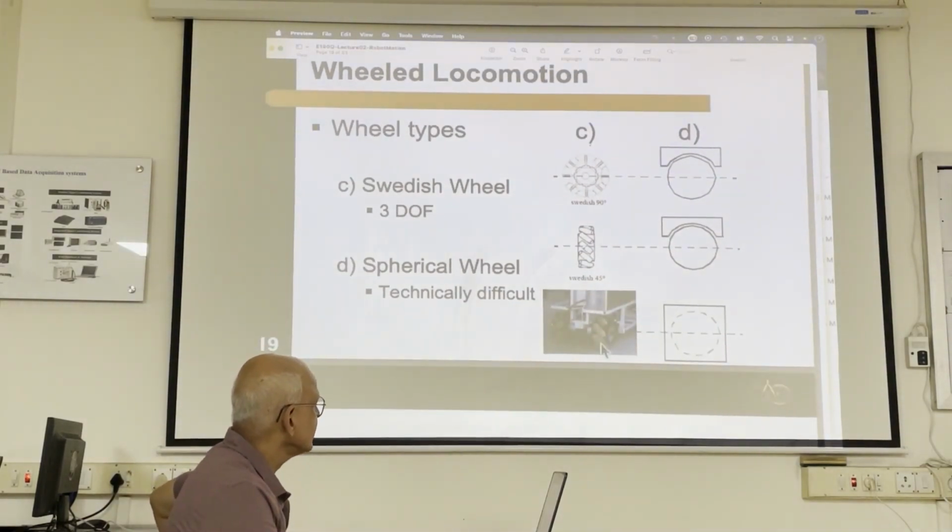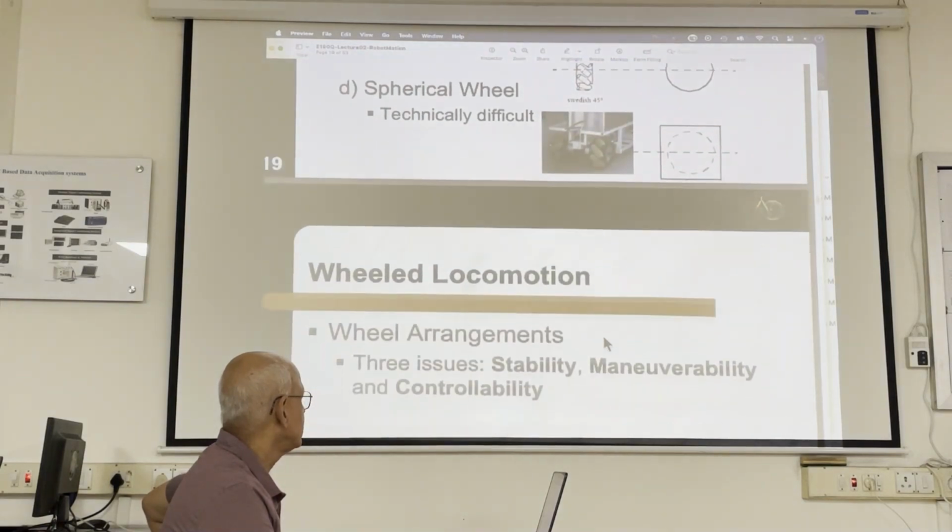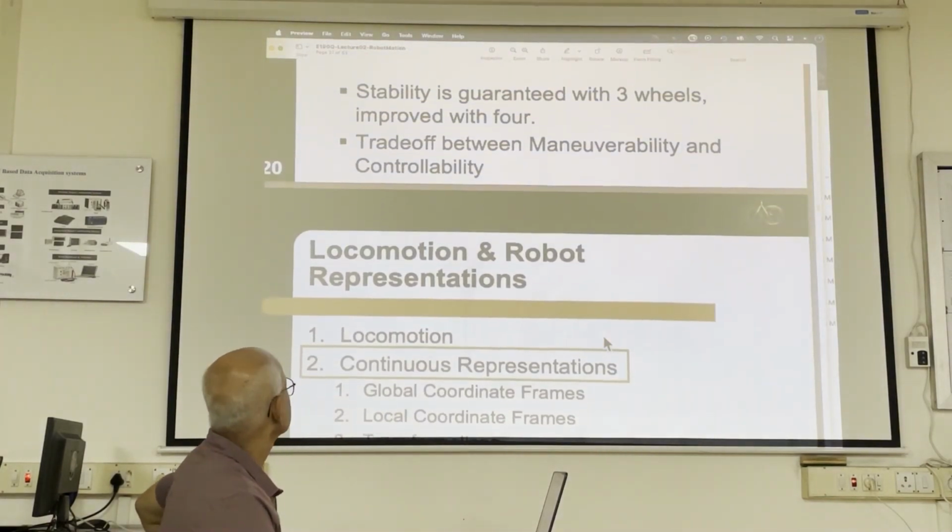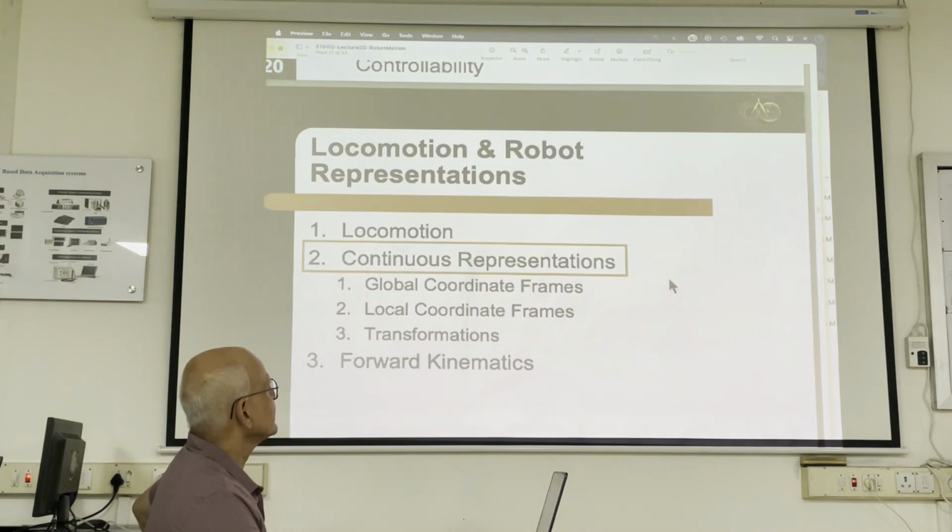So yeah, here it is. See, this is an actual picture with the Swedish 45. Okay, let's go to the target, which is right here. See, slide 21.